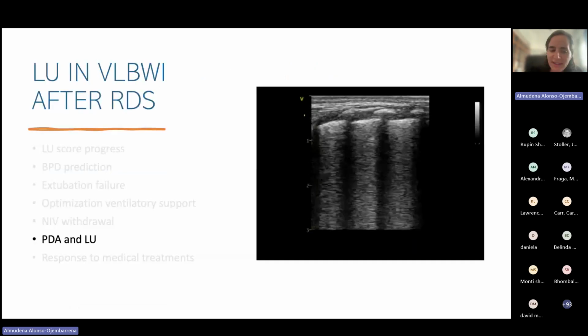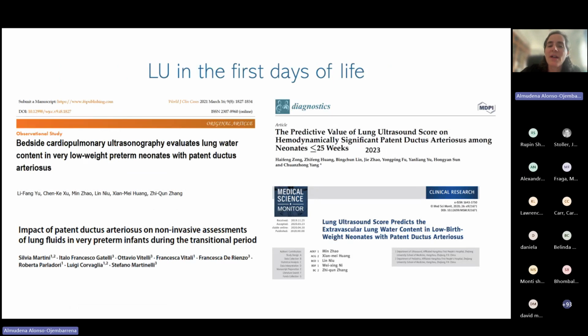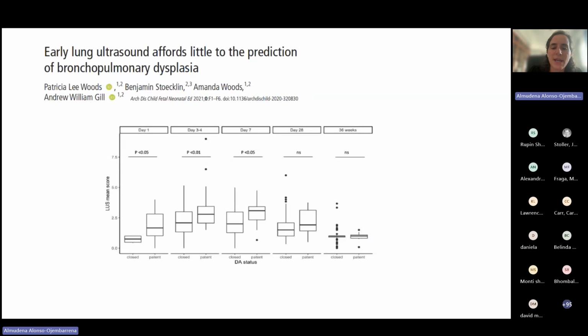What about PDA and lung ultrasound? Well, there are different publications about the use of lung ultrasound to monitor pulmonary overflow in PDA. As you may think, pulmonary overflow can be shown by ultrasound with an increased number of B lines. So all these publications described increased lung ultrasound scores in this population with hemodynamically significant PDA.